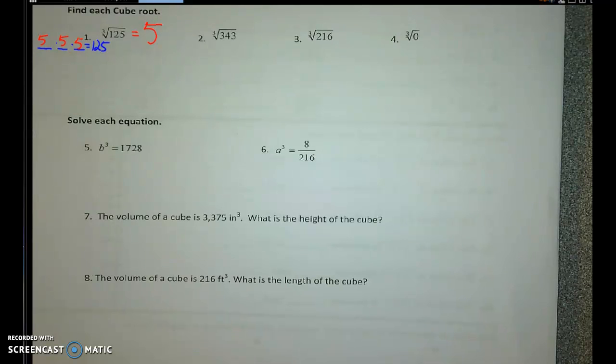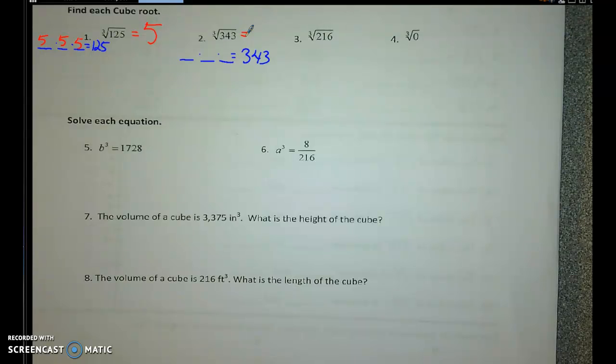Number 2, just getting you started. Think about it. Something times something times something equals 343. And that's going to tell you your answer. Whatever it is that goes in there, that'll tell you the cube root. Okay, and then go ahead and finish up with number 3 and number 4.